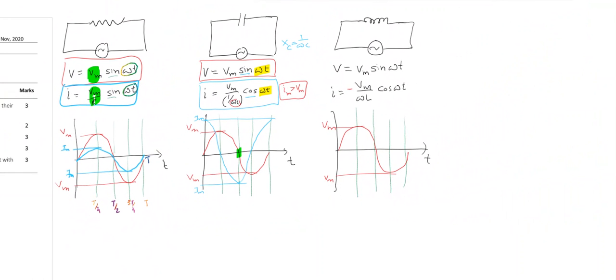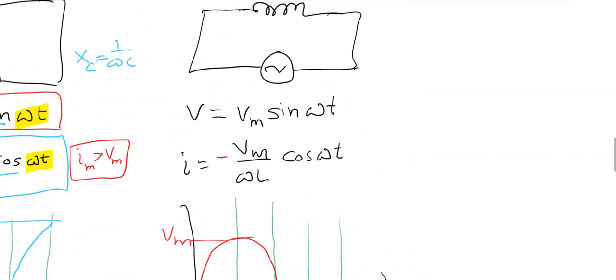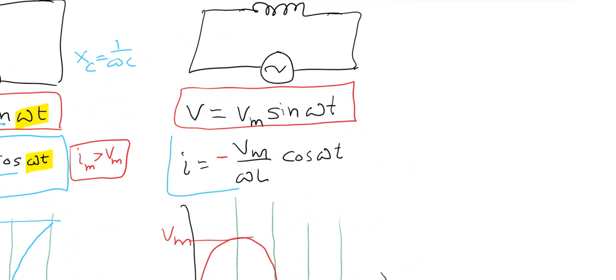Let us move to the next one, the third one. In the inductive circuit, again we are talking about the same voltage source Vm sin omega t. Current now is Vm by omega L. So the peak value, amplitude, is Vm divided by omega L. We'll assume that Im is less than Vm. Peak value of current is less than the peak value of voltage.